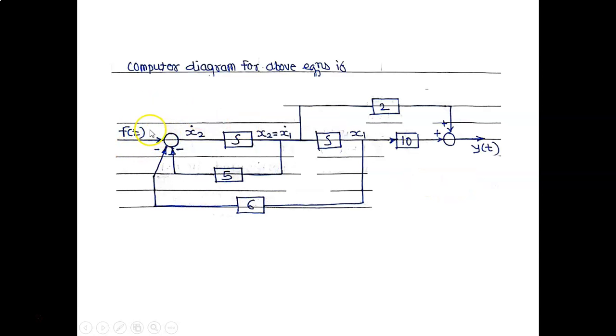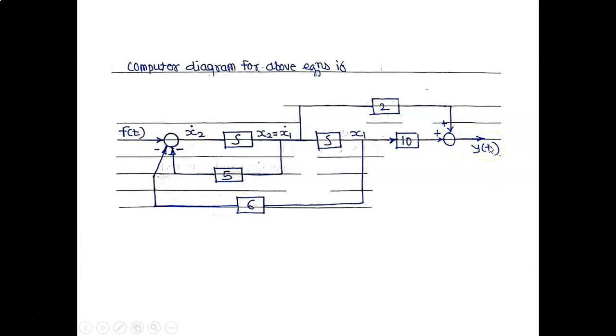like this. See that f(t) will come to the summing point, its value is positive, and the output is x2 dot. Now integration of x2 dot is x2, which is equal to x1 dot. Again it is fed back to this forward path transfer function having integral sign. Therefore integration of x1 dot is equal to x1. Again it is fed back to this 10. Therefore 10x1, again summing point will be there, and at the end output y(t) will be there.